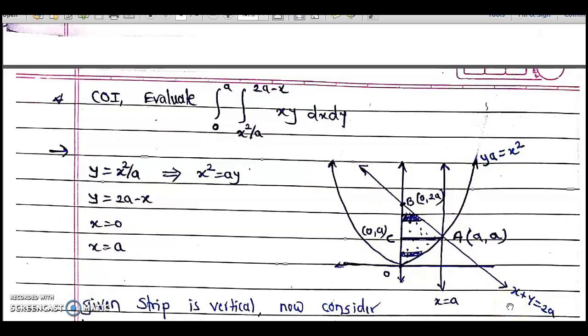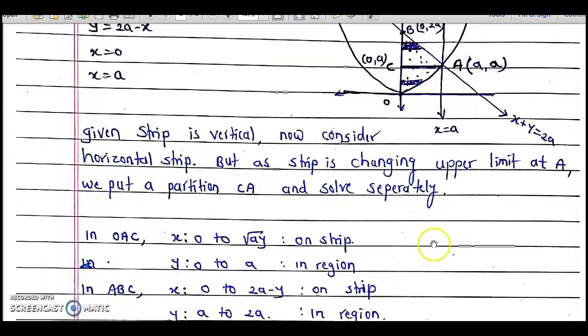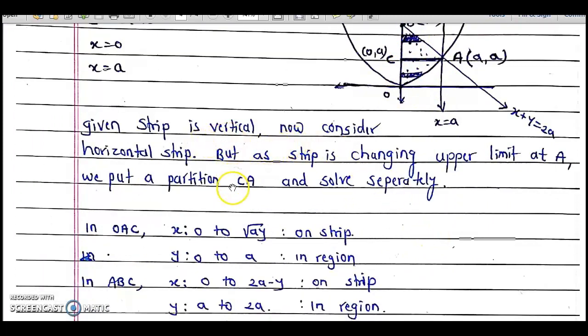Now we have to consider horizontal strip. So while taking horizontal strip, you know upper limit for this strip is a straight line x plus y equal to 2a, whereas if we draw the strip here, upper limit becomes parabola. Therefore, limits are getting changed from the point A. So we put partition CA in the region. Of course, partition is horizontal as we are considering horizontal strip. So here we have to solve separately for two regions, region ABC and region OAC. So therefore, given strip is vertical, we are considering horizontal strip.